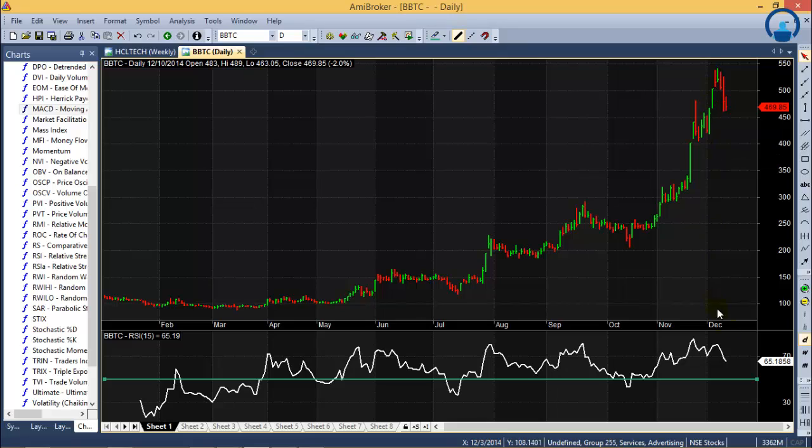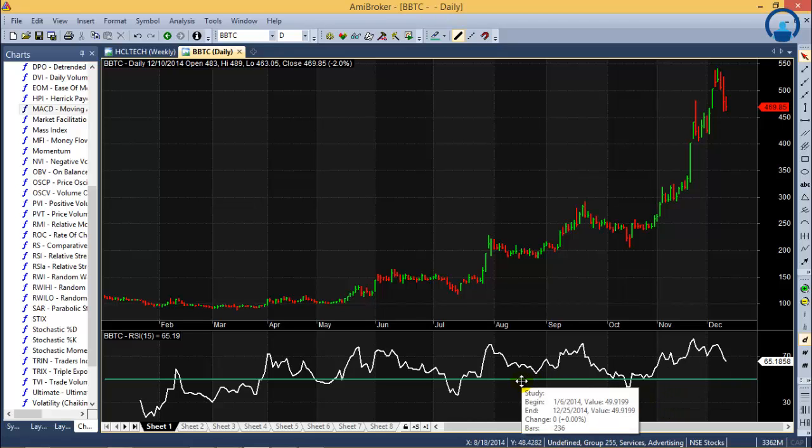Now take a look at RSI. As prices started to trend, RSI tended to oscillate between the levels of 70 and 50, thus never reaching the level of 30 where we could have bought into the market.